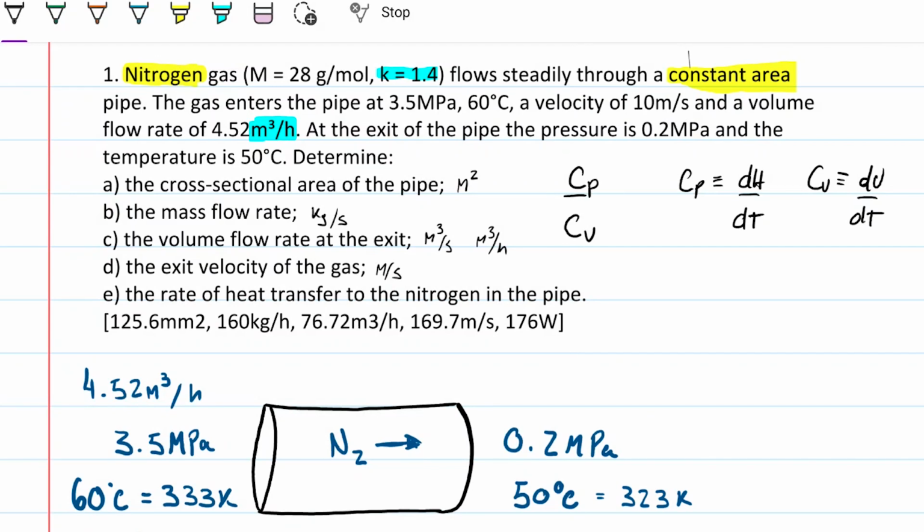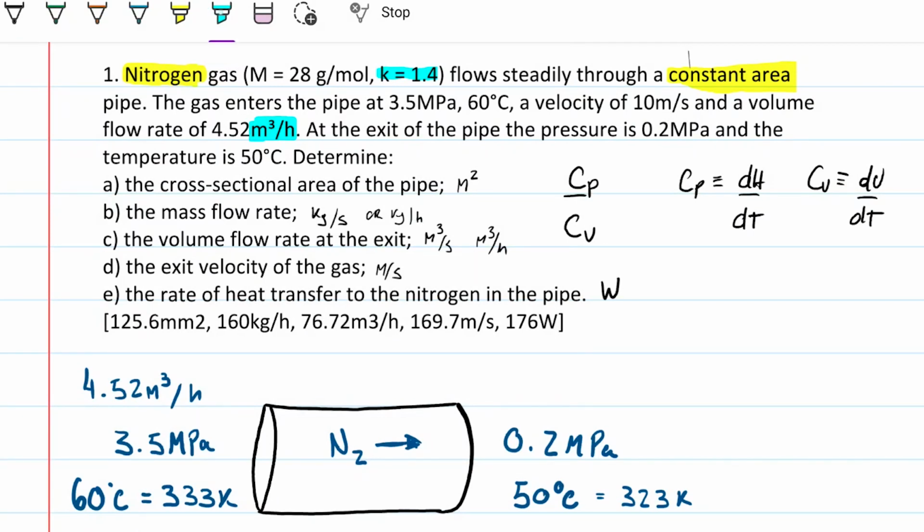And finally, the rate of heat transfer to the nitrogen, and this rate of heat is joules per second, which is given in watts. Okay. The answers are down here, so we can use that to our advantage, right? So you want millimeters squared, kilograms per hour, meters cubed per hour, meters per second, and watts.